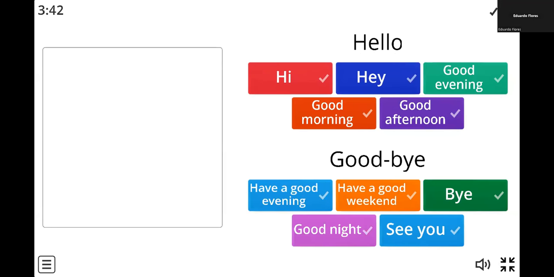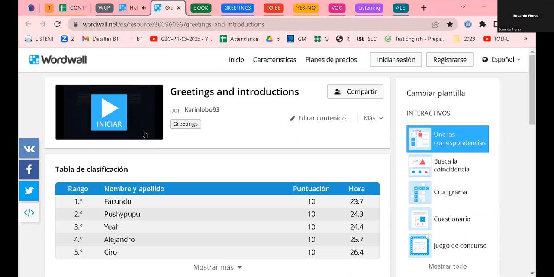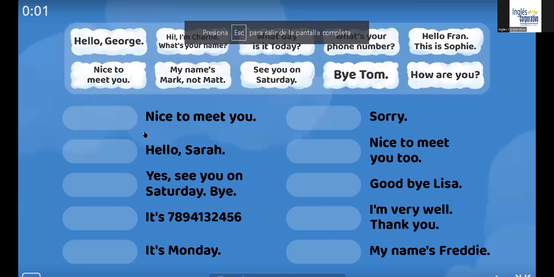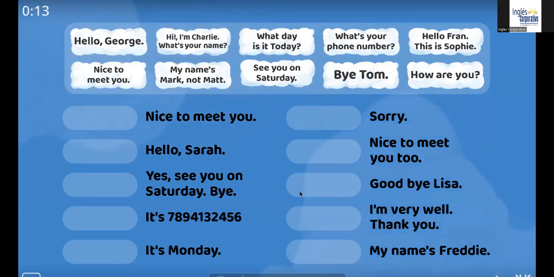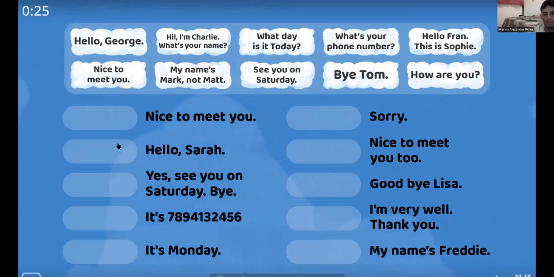So now let's continue. We have another activity. Let's open that. Hey, look at this. We have a challenge. Perfect. Okay, so look at this. We have some questions, we have some greetings saying hello and goodbye, and we have to match these questions with this information. Vamos a relacionar la información que tenemos acá, ¿vale? Con la que está acá.